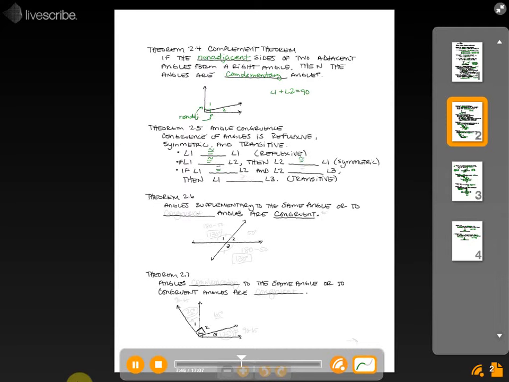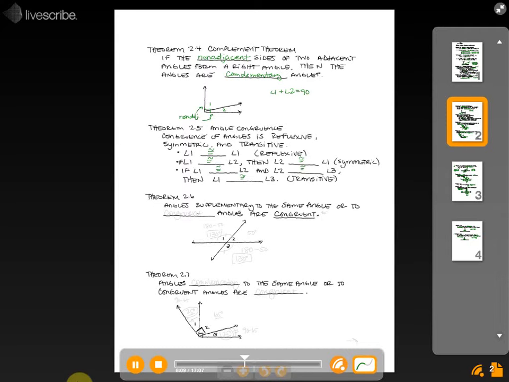And then the third part, the transitive property, the middle pieces should be the same. If angle 1 is congruent to angle 2 and angle 2 is congruent to angle 3, notice angle 2 is in the middle, then angle 1 is congruent to angle 3. We can get rid of the middleman. And that's all this theorem says. It's that those three properties hold true for angles, just like they do for segments.